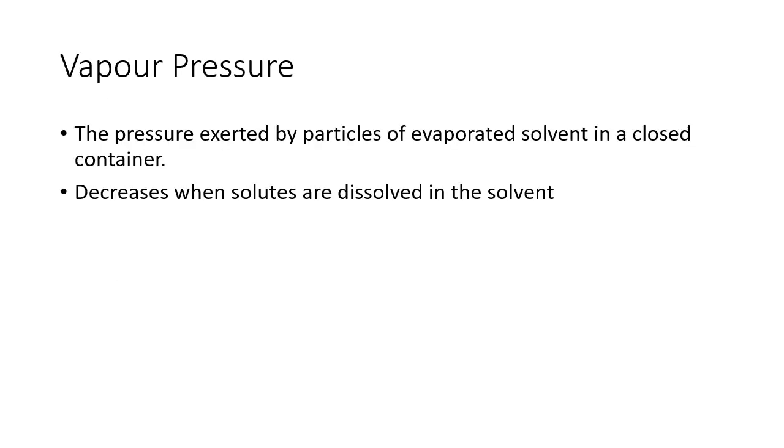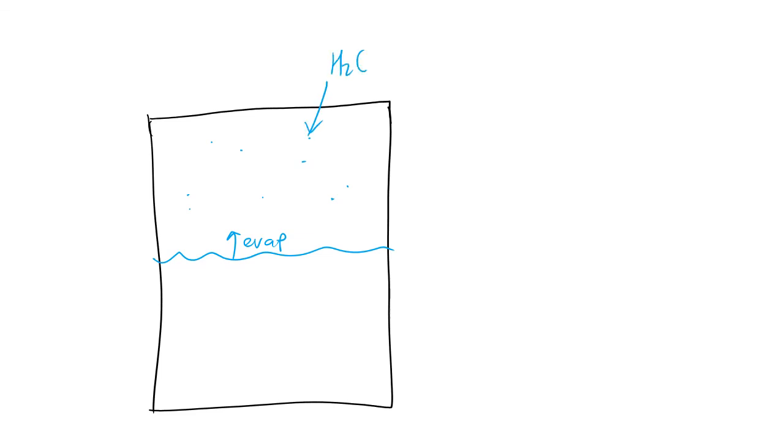Okay. Finally, we go to vapor pressure, right? The vapor pressure exerted by particles of evaporated solvent in a closed container decreases when solute is dissolved in the solvent. So let's have a look at what that means. Let's have a closed container. So this is a jar or something, and it's now a closed container. You've got water in there, and some of that water evaporates. So you've got H2O in gaseous form at the surface. Those will hit against the container walls and exert a pressure.